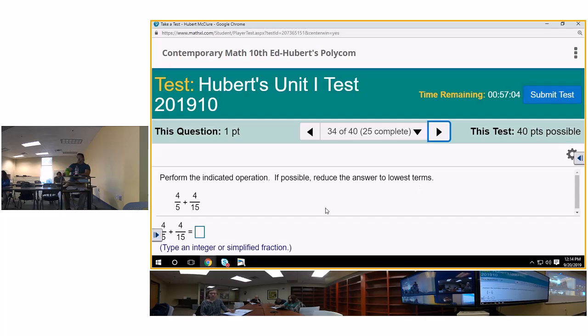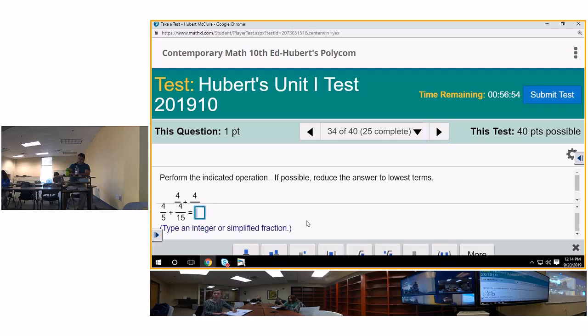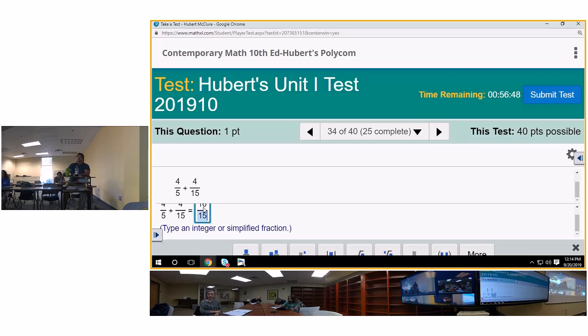Okay, write this one down. 4/5 plus 4/15. And that's going to be 3. That's 12 plus 4 is 16/15, I think. It'll be 12. 12 plus 4 is 16. I believe it comes out 16/15.